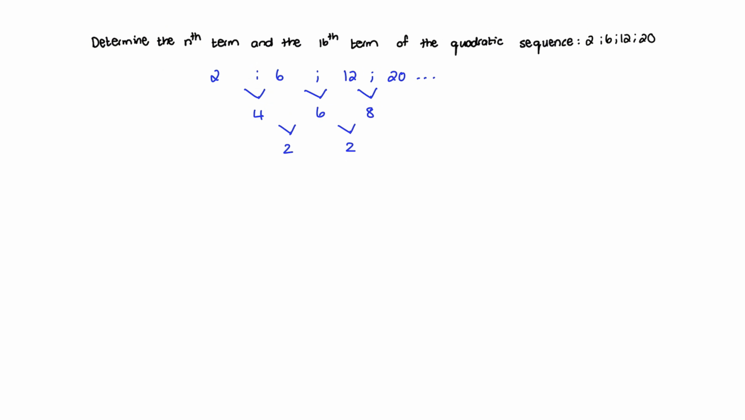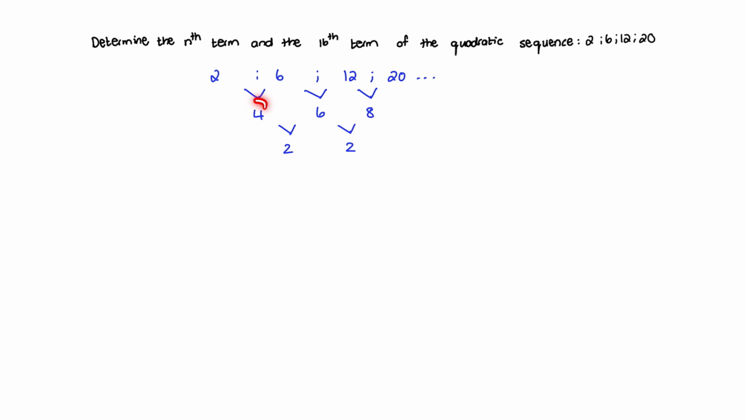Can you see that the first difference is 4 because we say 6 minus 2 and that gives us 4. Next, we say 12 minus 6 and that equals 6. And then 20 minus 12 and that is equal to 8. That gives us our line of first differences.